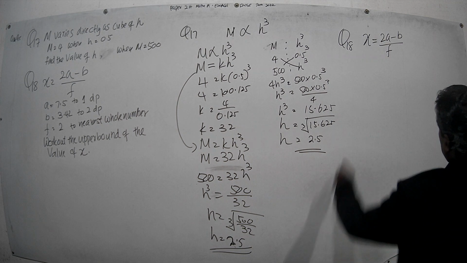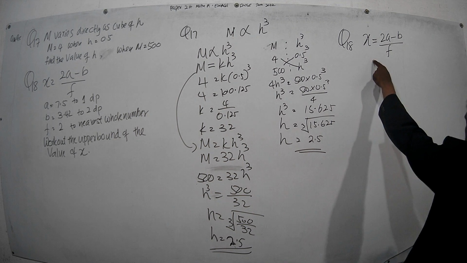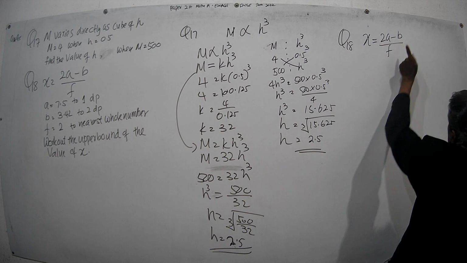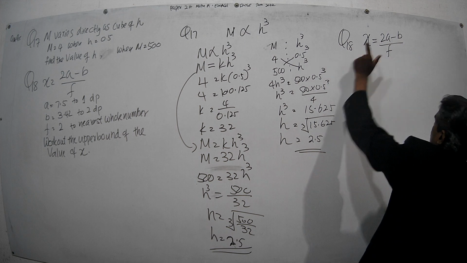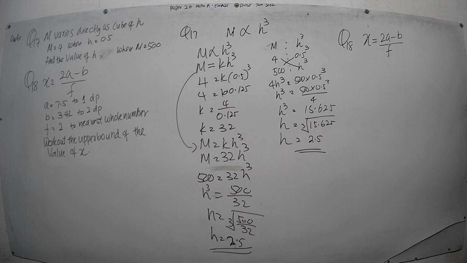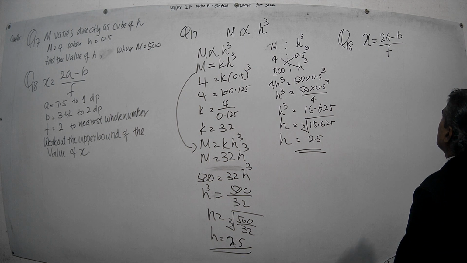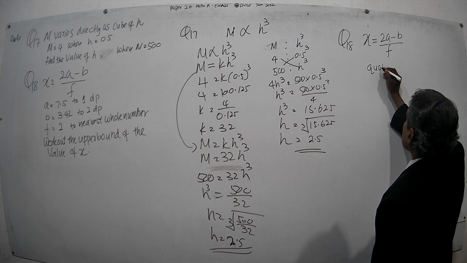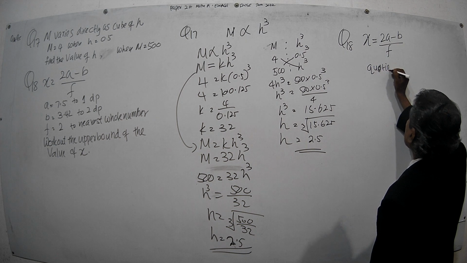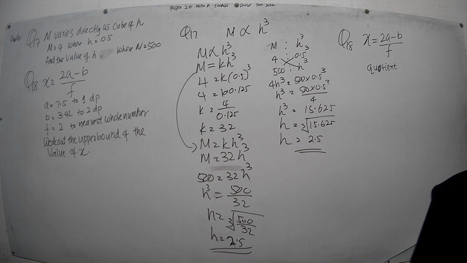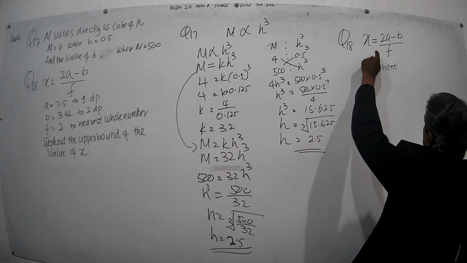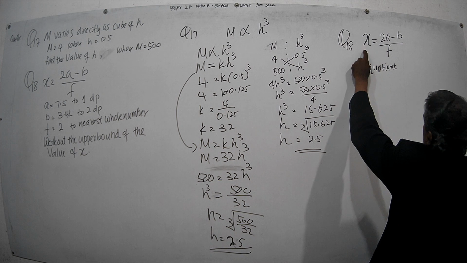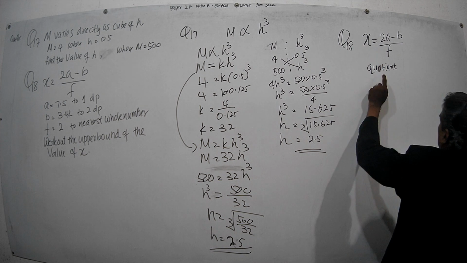Here x is a quotient. The quotient is the answer after dividing. After dividing 2a minus b by f, you get an answer. That answer is called the quotient. 2a minus b divided by f will give an answer, that answer is x, and that answer of division is called the quotient.